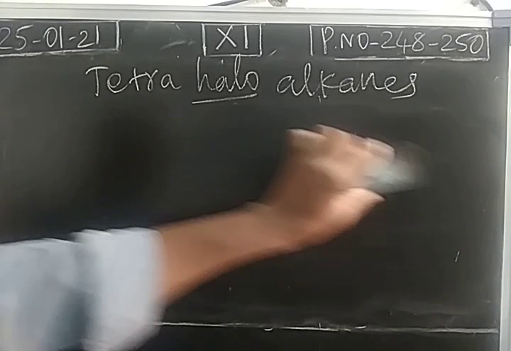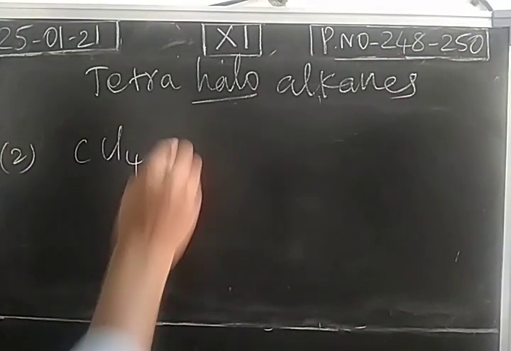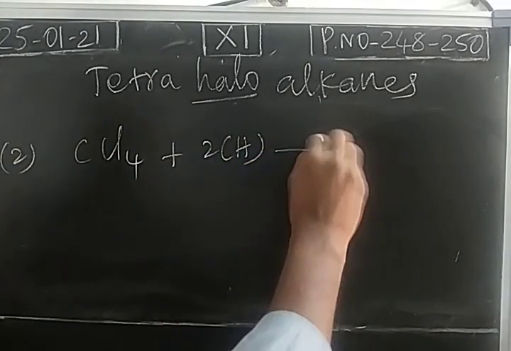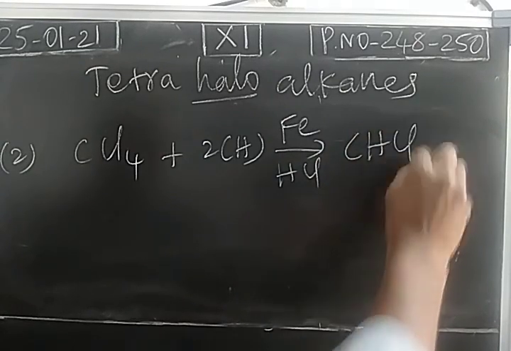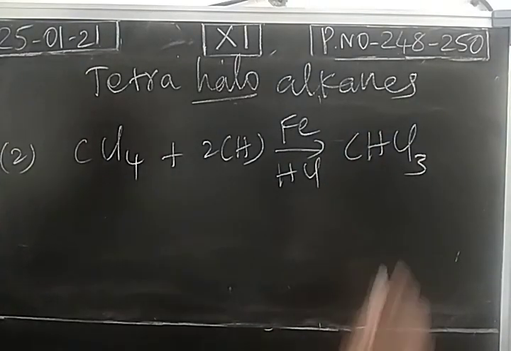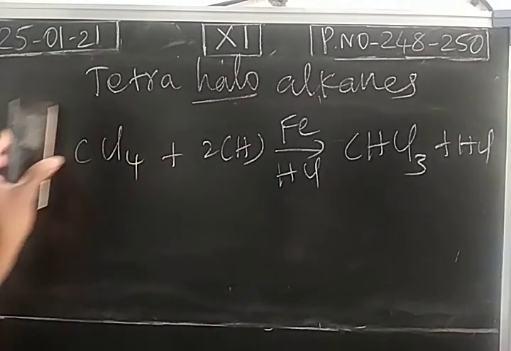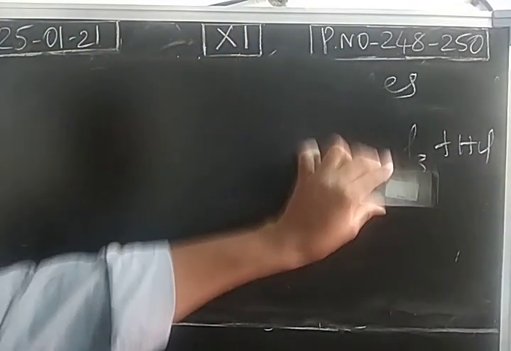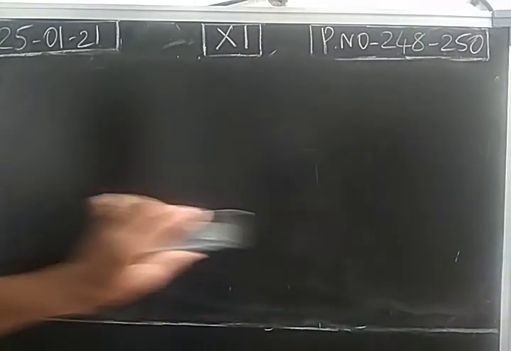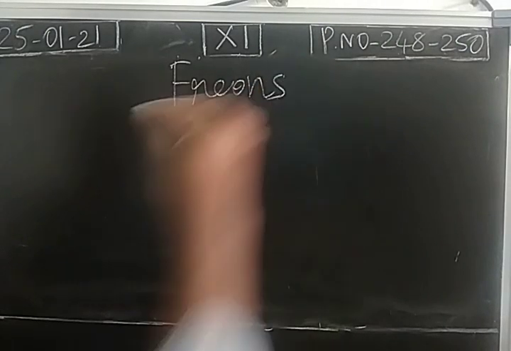Next one, reduction of carbon tetrachloride. It can be reduced using iron and hydrochloric acid. We will get chloroform. So the reduction of carbon tetrachloride gives chloroform. So with this, tetrahaloalkane is over, and we have completed two compounds. Preparation and properties of chloroform and carbon tetrachloride are over. Next, the third compound is freons.